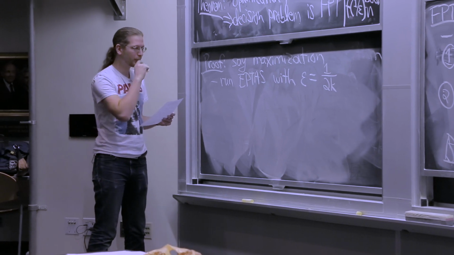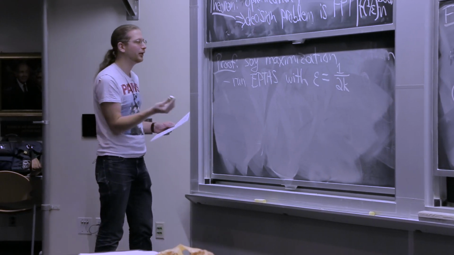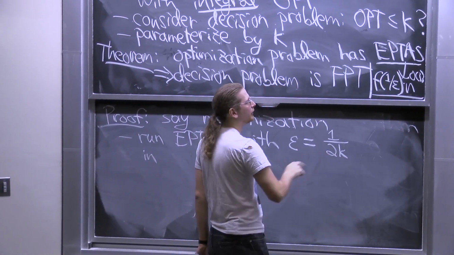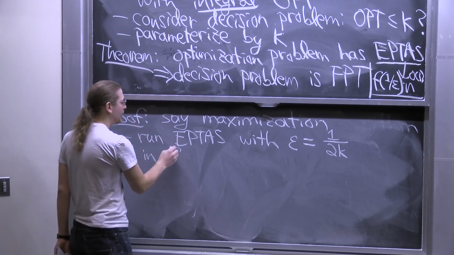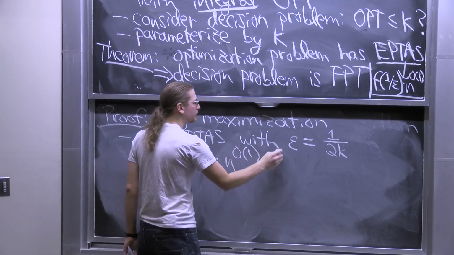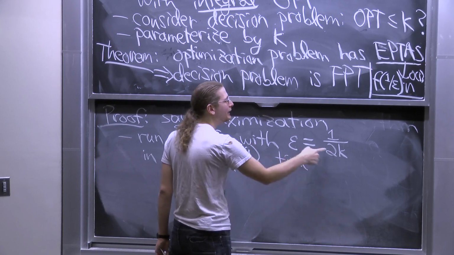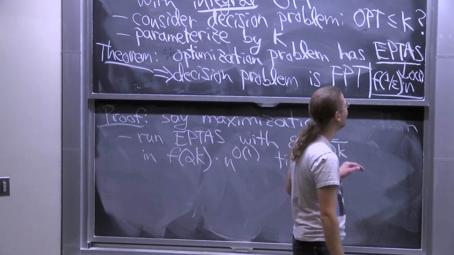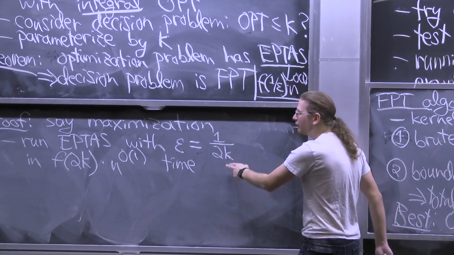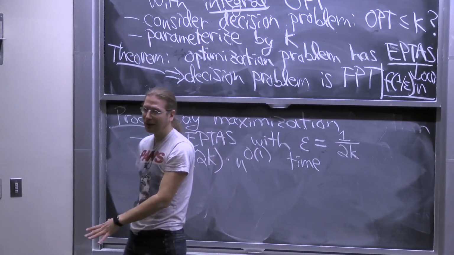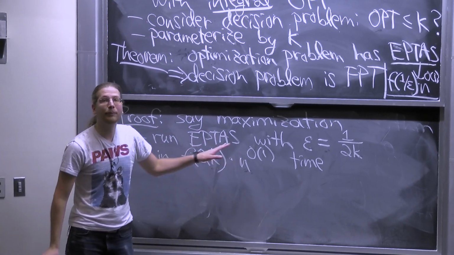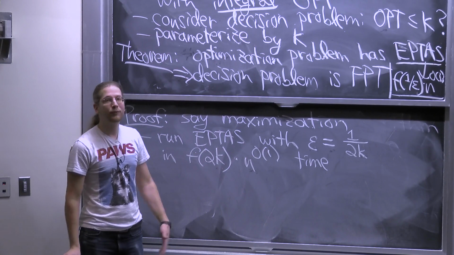So why? First of all, how much time does this take? Well, we were given this running time. 1 over this is 2k. So this is going to take f of 2k time times polynomial n. We need to connect epsilon and k, because we're given something whose running time depends on epsilon, not k. Now we're setting epsilon in terms of k, so now the running time is a function of k, not epsilon, and then times n. So this is good. This looks like an FPT running time. I claim we've found the answer.